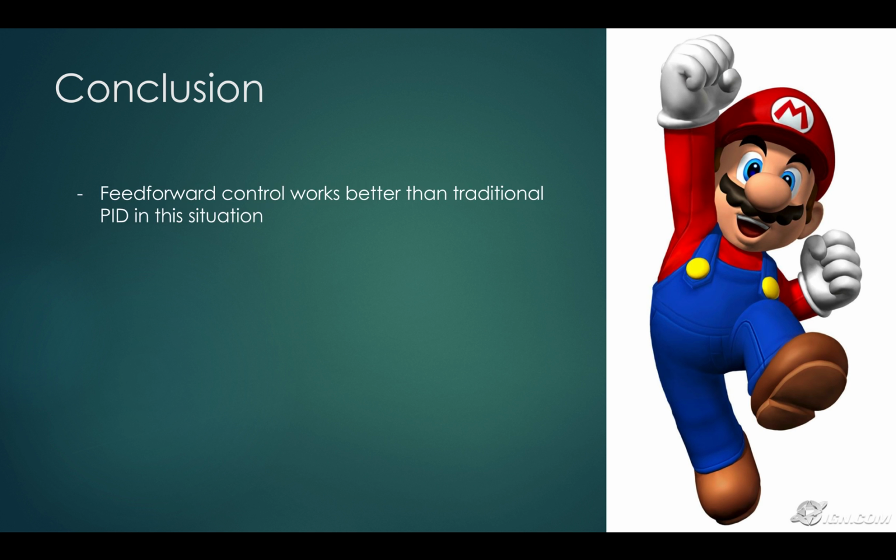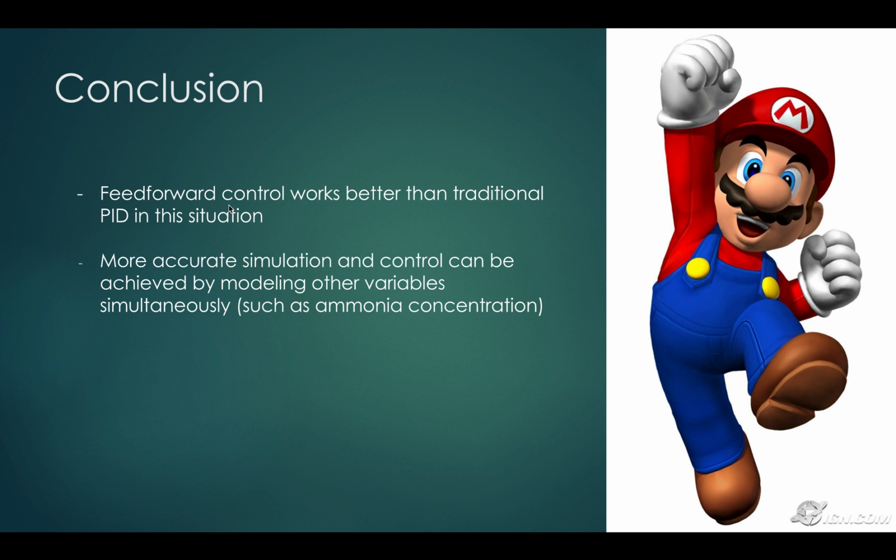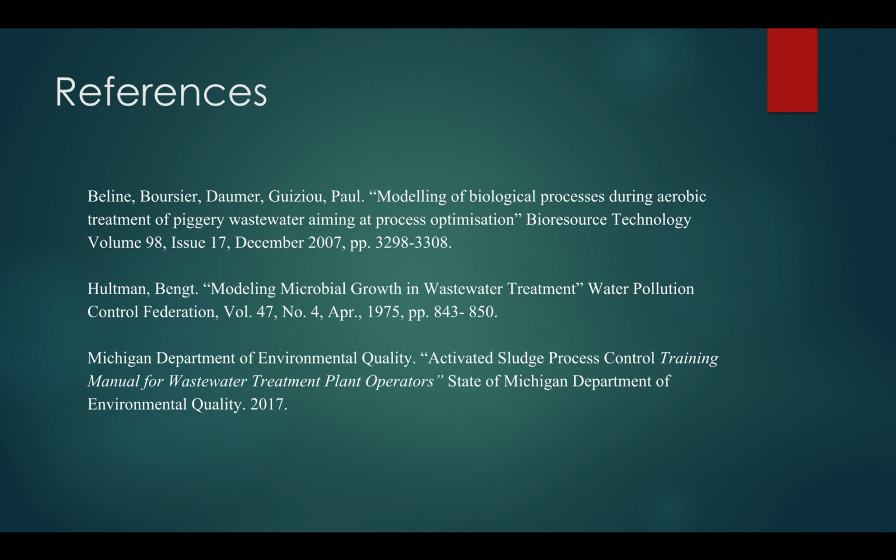In conclusion, the feed-forward control works a lot better than the traditional PID for this case because it's much better at rejecting the flow disturbance. However, our model is really interesting and we can control it really well with this controller, but we realized that in order to accurately model a real system, we would need a much more complex model, which would include things like ammonia concentration and measuring and modeling the concentration of organic compounds in the water. So a lot more work would need to be done to make a controller like this work in the real world. Thank you very much.